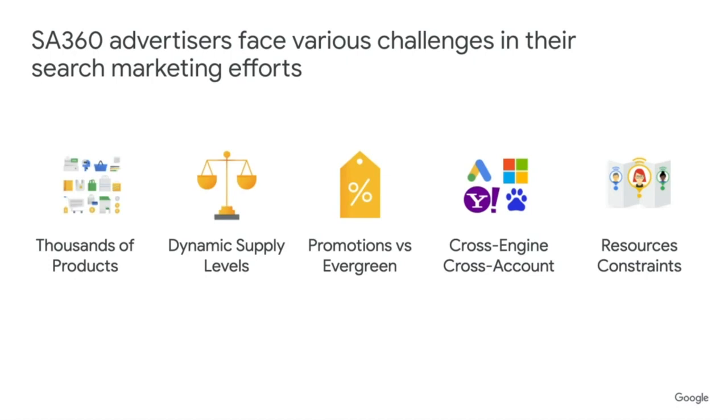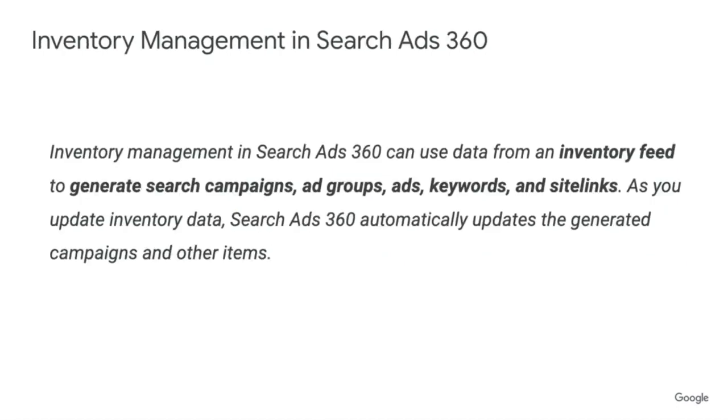Cool. So taking a first look at inventory management, we popped up the definition of our feature here, and I'll just read it out. Inventory management in SA360 can use the data of an inventory feed to generate search campaigns, ad groups, ads, keywords, and site links. And as that feed updates with inventory changes, SA360 will automatically update the generated campaigns and other items.